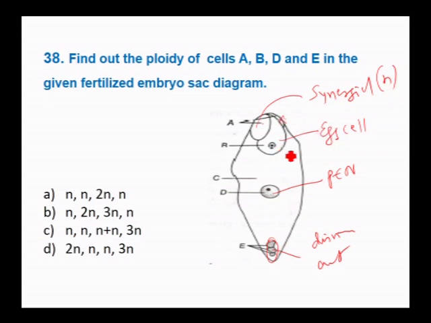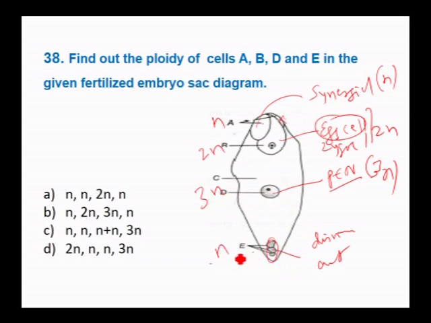Here the egg cell is already fertilized, after fertilization this should be the zygote, therefore it should be 2n, PEN is 3n, this should be here A. So A is a synergid, it is haploid, then zygote 2n, PEN 3n, and the degenerating antipodal n. Therefore the answer should be B: n, 2n, 3n and n. So B is the answer.